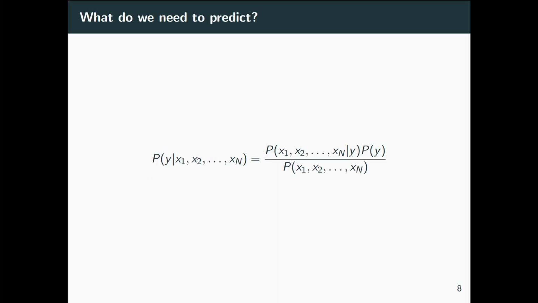So what we need to predict in naive Bayes, this is revisiting what we had seen earlier, is the probability of y given the feature vector x, which we can rewrite, using the Bayes update rule, as the probability of the features given the class times the probability of the class itself, divided by the probability of the example, or just the evidence.